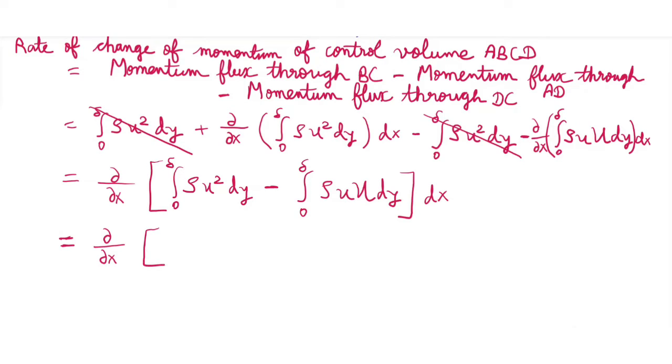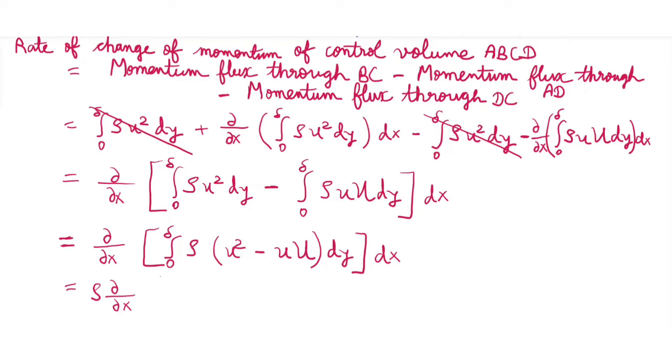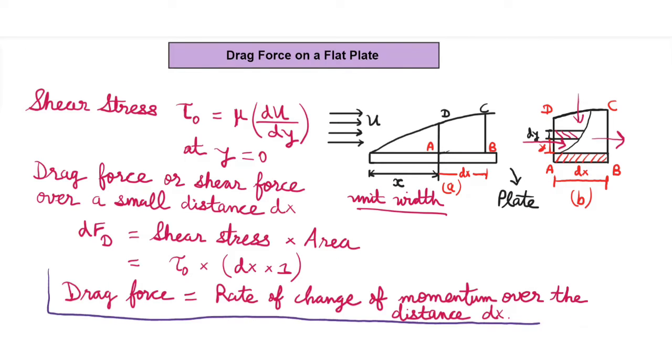So del by del x integration 0 to delta, we can take rho as common and we'll have in bracket u square minus u U dy into dx. Then we can bring rho out and it will be rho into del by del x integration 0 to delta u square minus u U dy into dx. Now rho is a constant for incompressible flow.